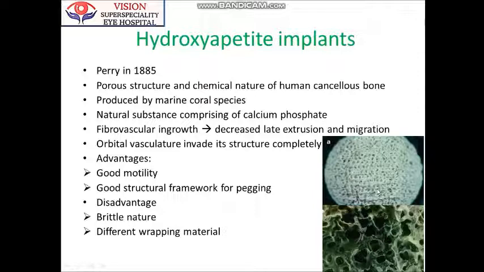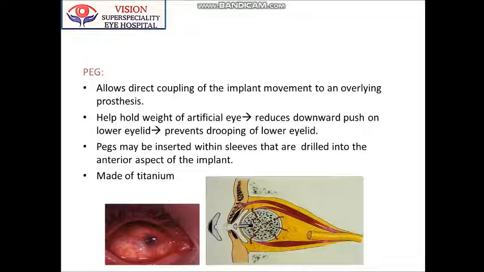Due to the rough surface and brittle nature, hydroxyapatite implants needed a wrapping material. The various materials used for wrapping are polyglactin mesh, donor sclera, fascia lata, temporalis fascia, etc. Now let's see what a PEG is. PEG allows direct coupling of the implant movement to an overlying prosthesis. It helps hold the weight of the artificial eye, which reduces downward push on the lower eyelid and prevents drooping of the lower eyelid. PEGs may be inserted within sleeves that are drilled into the anterior aspect of the implant. It is made of titanium.